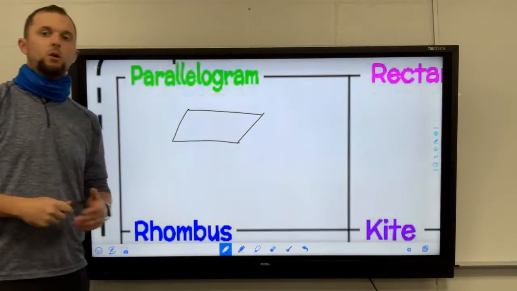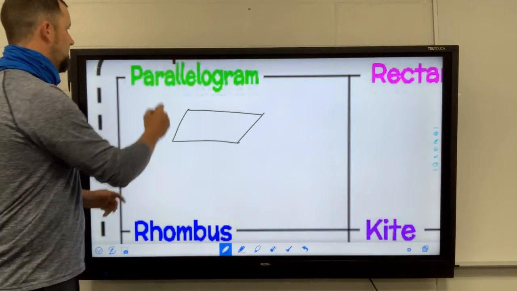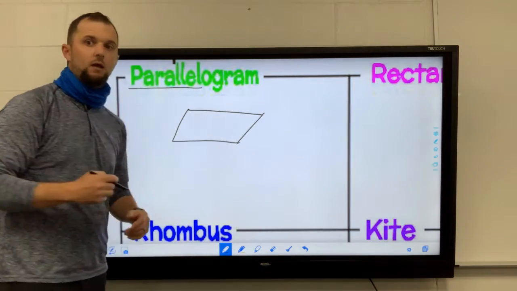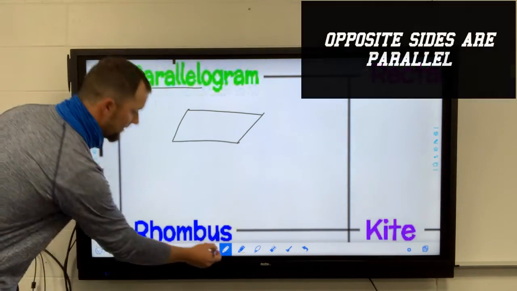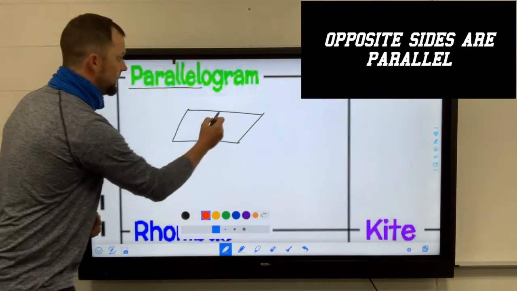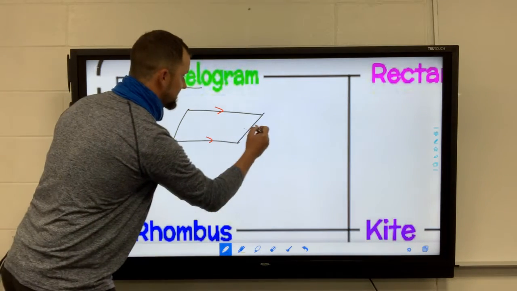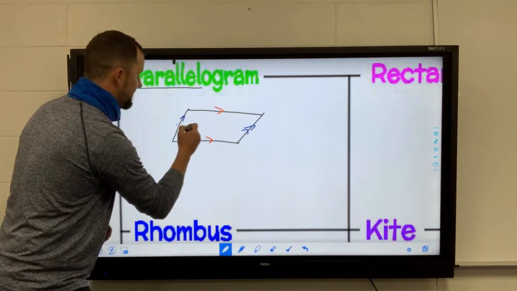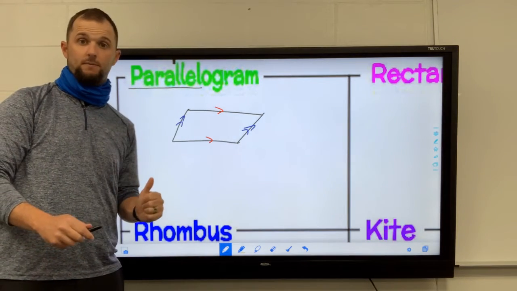The first one we're going to look at is a parallelogram. The key thing you need to know about a parallelogram is the word parallel. With a parallelogram, the opposite sides are going to be parallel to each other. This line is parallel to this one, and this line right here is parallel to this one. So the opposite sides are parallel to each other.